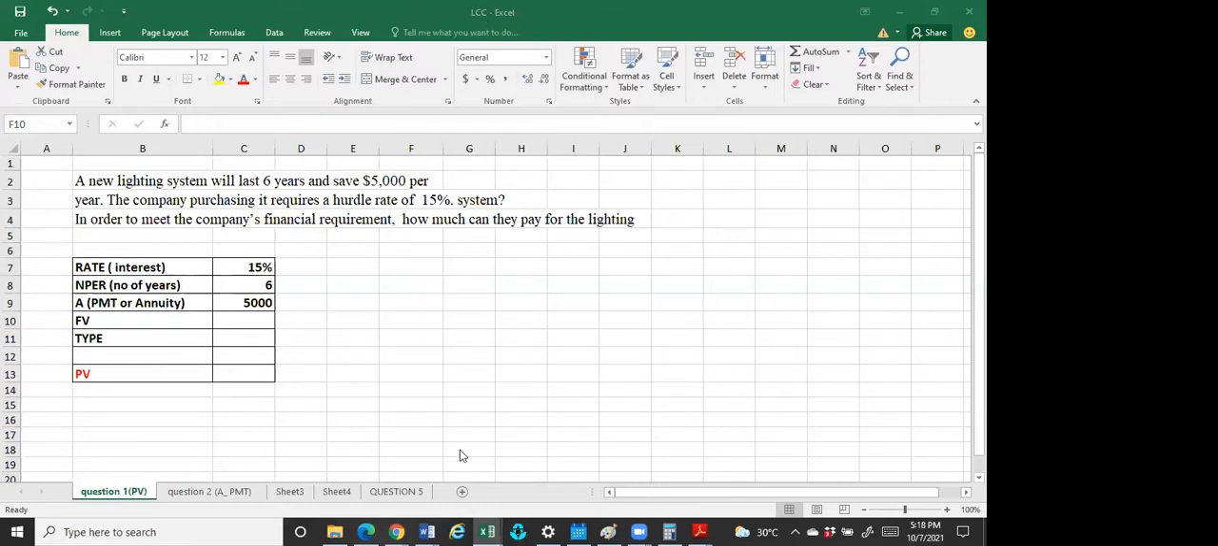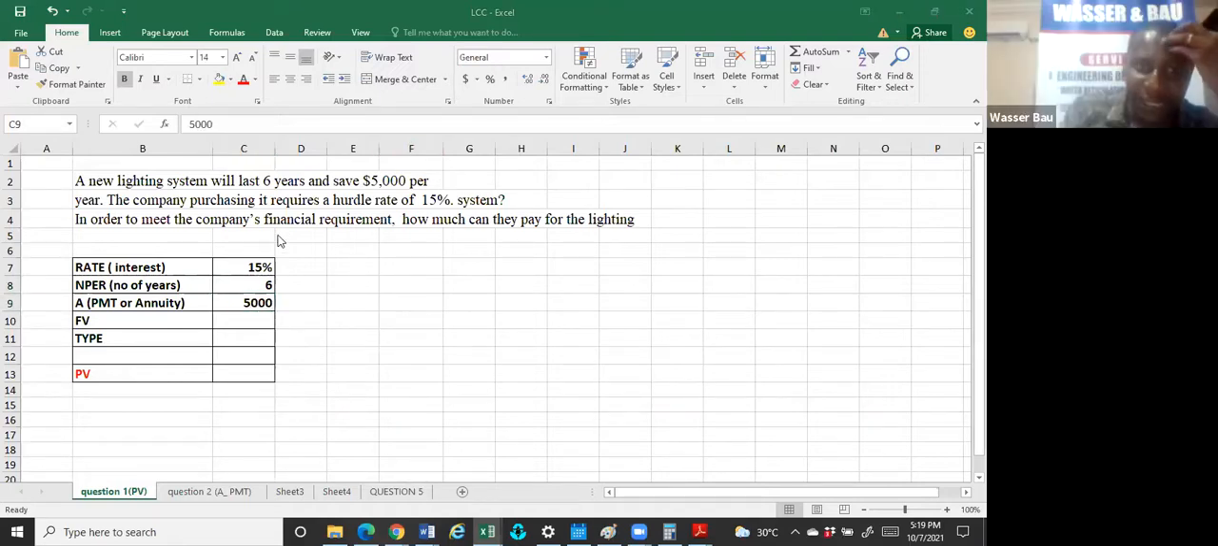Now, the first question we answered, I just want to show you the same, how to use Excel. A new lighting system will last 6 years and save 5,000. So we all knew that we are looking for the present value, isn't it? So what you need to do is to design a table like this. This is very simple. Every engineer should be able to do this. So do a table like this, where you state the interest rates, you put the number of years, you put the savings, okay? In Excel, the savings is represented as PMT. Just take notes. We'll still come to that.